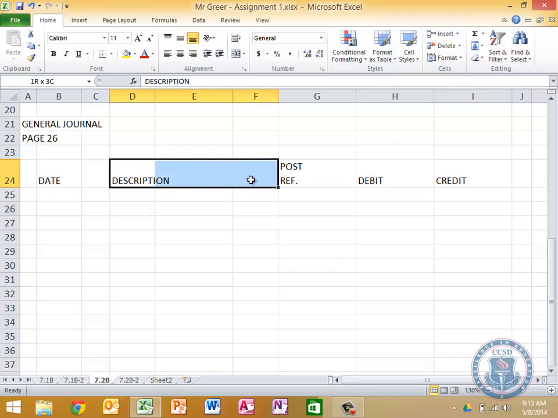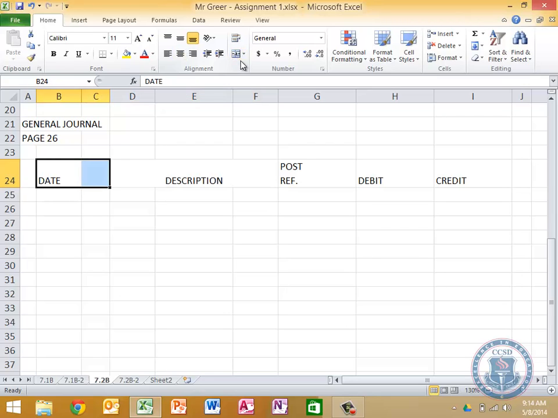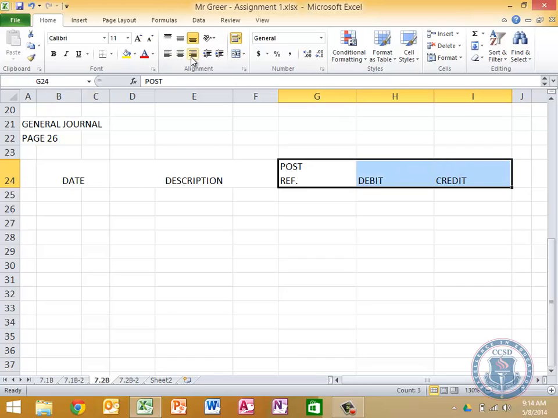I'm going to take my description one right here, and I'm going to merge and center it so it's all looking like one big spot here. I like that. Description is going to be one big thing, so is date. Those two, I'm going to merge and center those. The rest of them, I'm just going to center, which is this button.